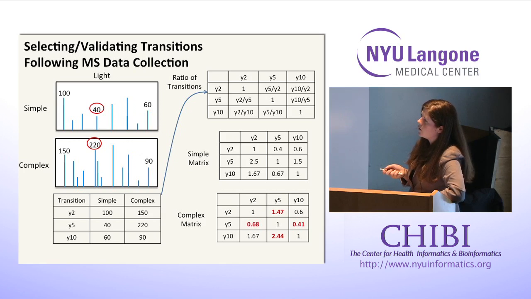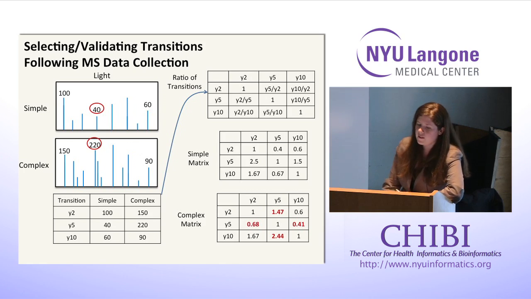So anything that's really different in the complex matrix indicates that there is some sort of interference. So if you just look at this, here, this 0.6 is fine, 1.67 is fine, but all of the ratios that have Y5 are off. So this indicates that Y5 has some sort of interference.